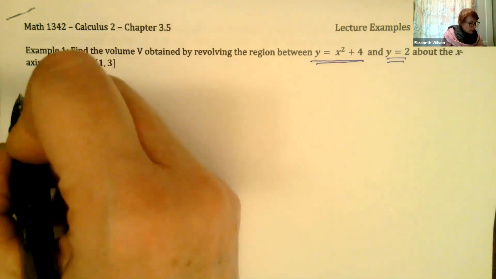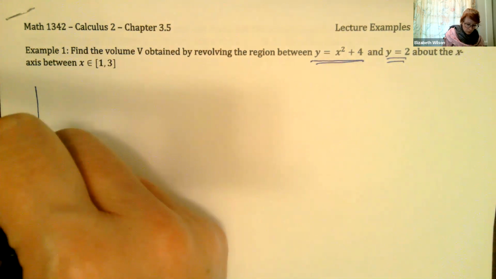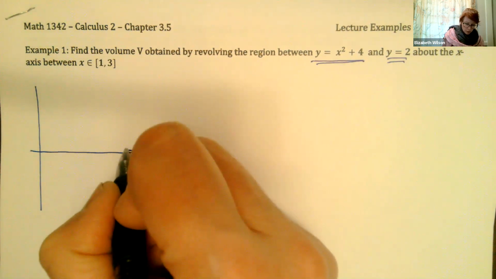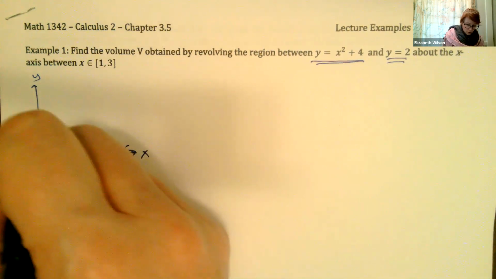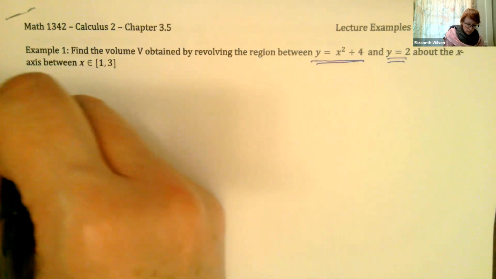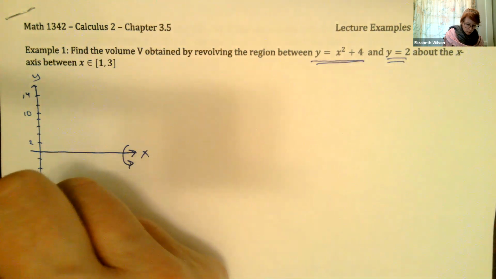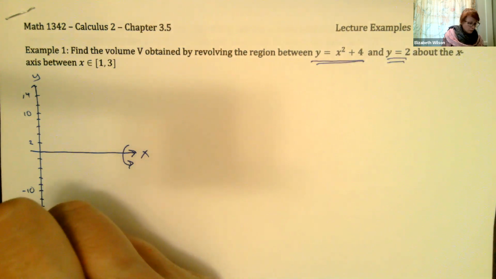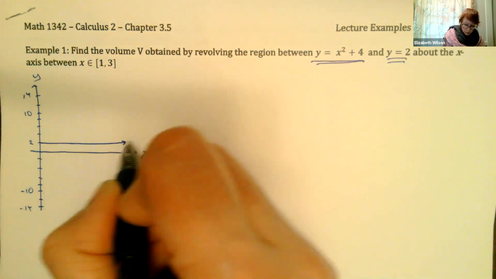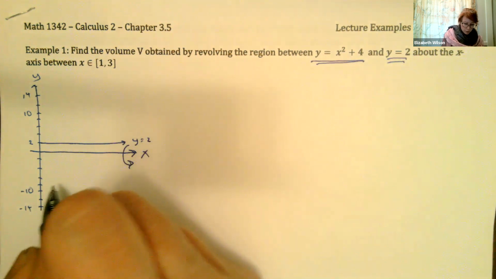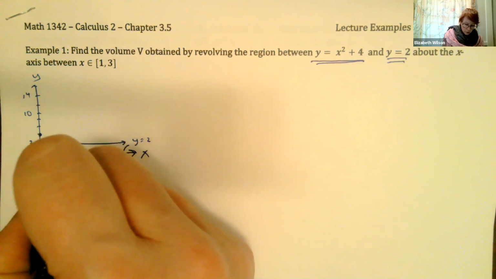All right, so I'm going to graph this out, x squared plus 4. We're going around the x-axis, so I'm going to do a quick sketch. I'll count up 2, 4, 6, 8, 10, 12, 14, minus 2, 4, 6, 8, 10, 12, 14. Okay, so y equals 2. And then I've got x squared plus 4. So I'm going to start here. This is my parabola, but it starts here.